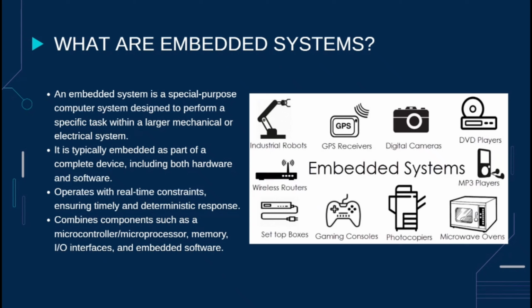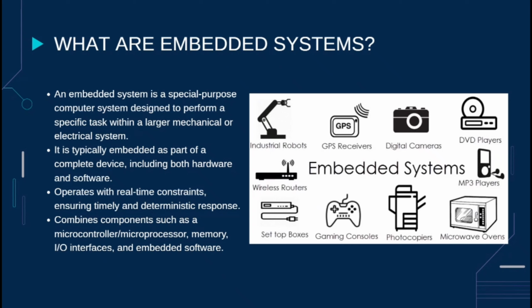Unlike general computers, which are good at more generalized tasks, embedded systems are special purpose computing systems which are designed to perform a specific task. So, it combines both hardware and software, and it is typically a part of a bigger system. And these embedded systems work in real time, which means they must respond quickly and predictably to inputs.